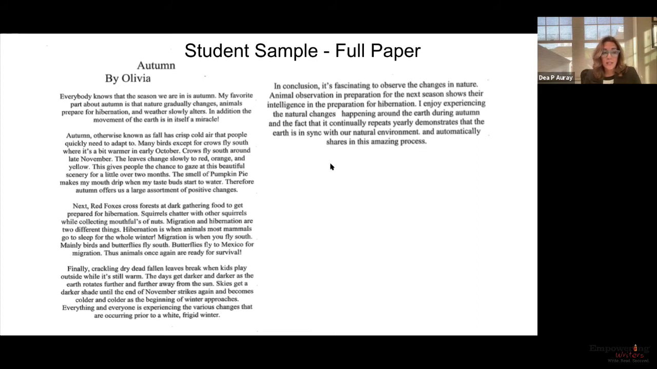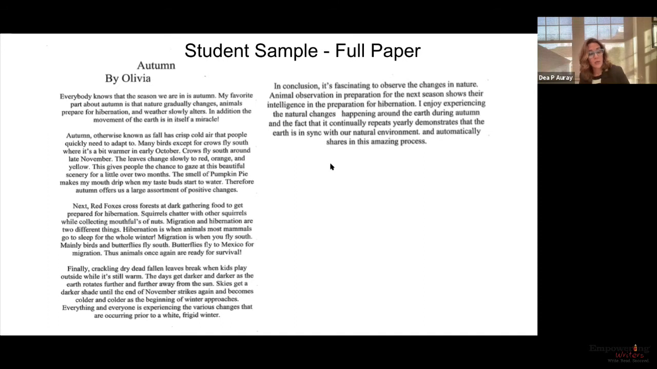Next, red foxes cross forests at dark gathering food to get prepared for hibernation. Squirrels chatter with other squirrels while collecting mouthfuls of nuts. Migration and hibernation are 2 different things. Hibernation is when animals, most mammals, go to sleep for the whole winter. Migration is when you fly south. Many birds and butterflies fly south. Butterflies fly to Mexico for migration. Thus, animals once again are ready for survival.